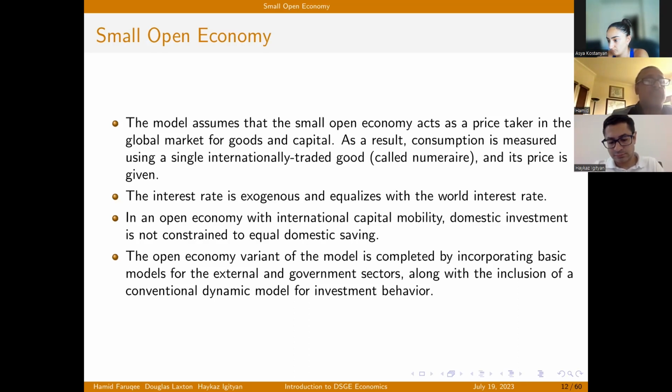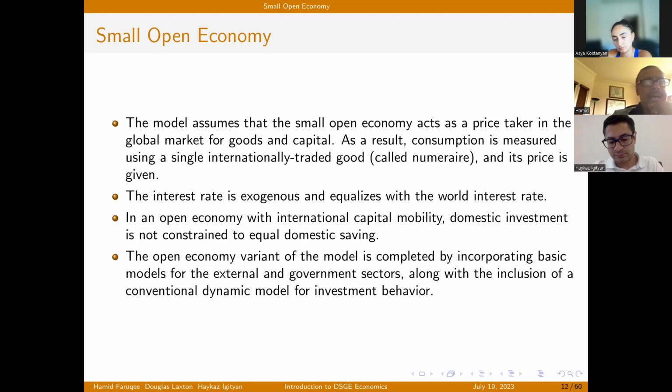When we go back to the closed economy version, saving and investment will have to be equal to each other, and the interest rate will have to do the work as the equilibrating mechanism. In this case, the interest rate is fixed at the global level, and saving and investment can differ as a result of that, depending on the properties of the small open economy, including the level of government debt.